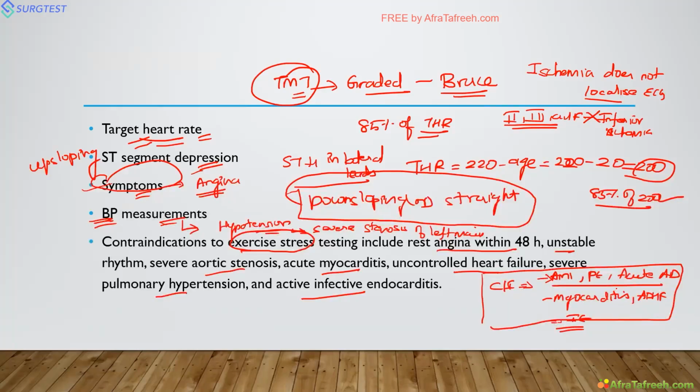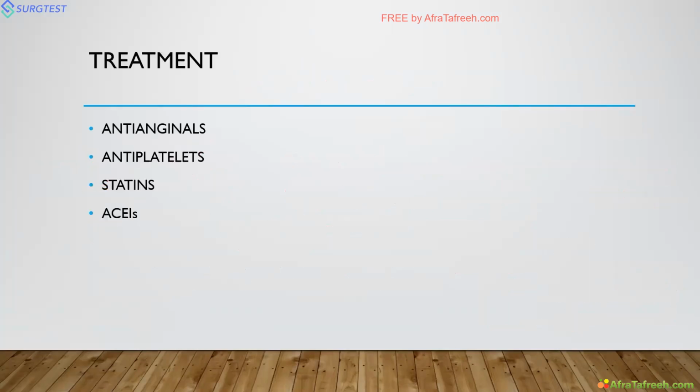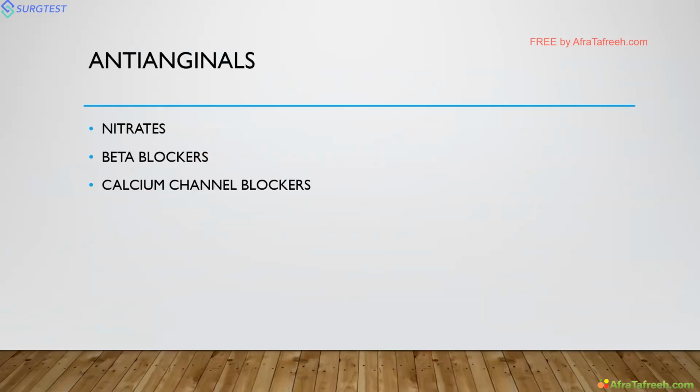Okay. So after this, you find out the patient is having chronic coronary syndrome. Then you start the treatment for the patient, first with anti-anginals. So anti-anginals, then antiplatelets, statins. If the patient has hypertension or LV dysfunction, you can use ACE inhibitors. In chronic coronary syndrome, there is no need for dual antiplatelet therapy, single antiplatelet therapy is enough. Then statins.